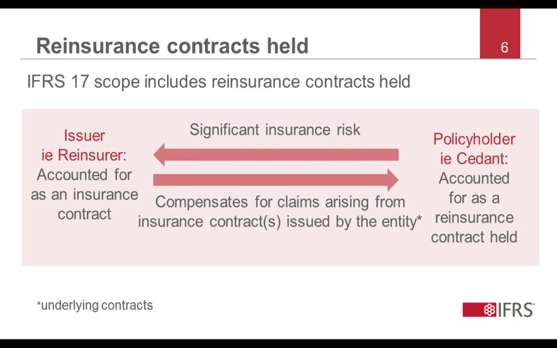Now let's move on to the cedant. The scope of IFRS 17 includes contracts where the entity is the policyholder instead of the issuer, but only when the contract is a reinsurance contract.